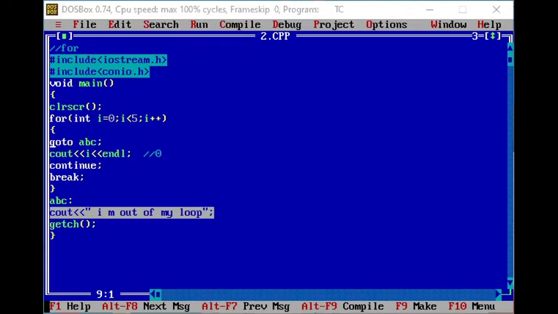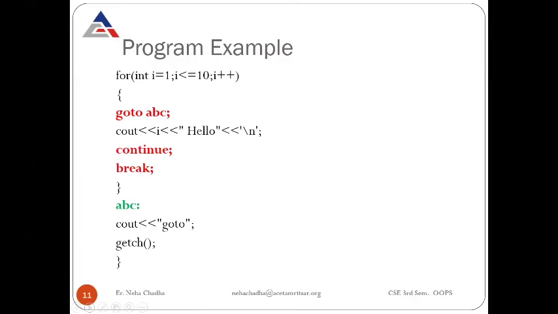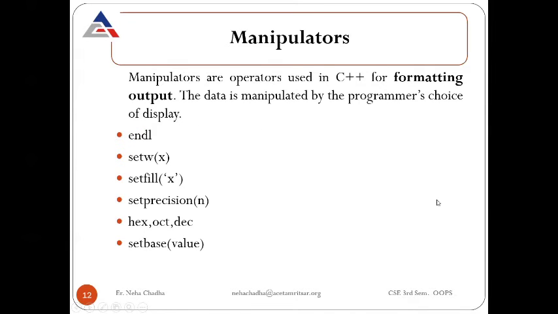Now moving to the next topic. This is the same example I have written here. Here I have used one loop starting from 1 up to iteration 10. I'm going to print the value hello here. In the same way you will get the result.